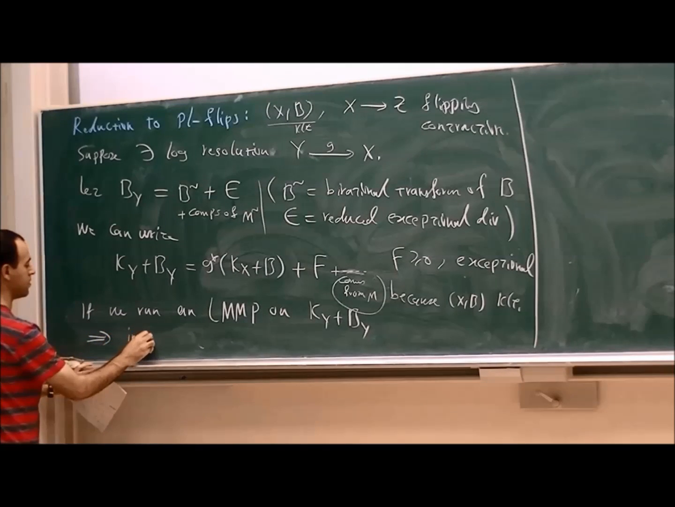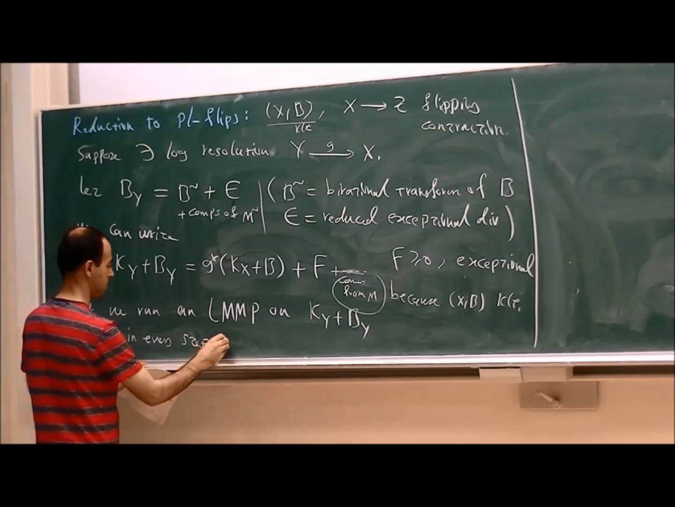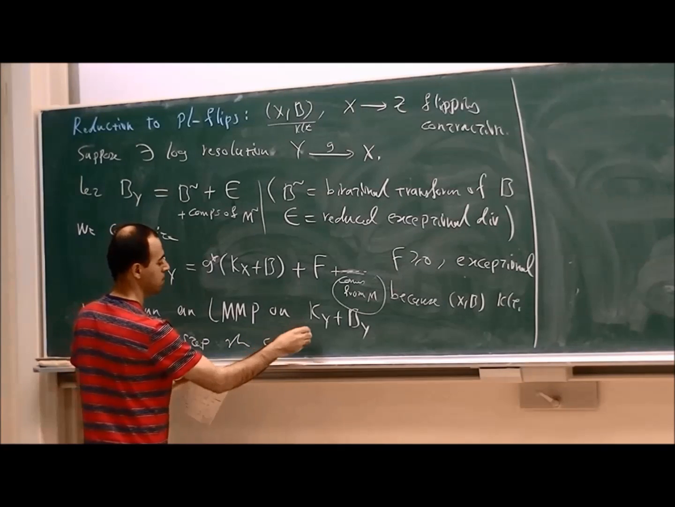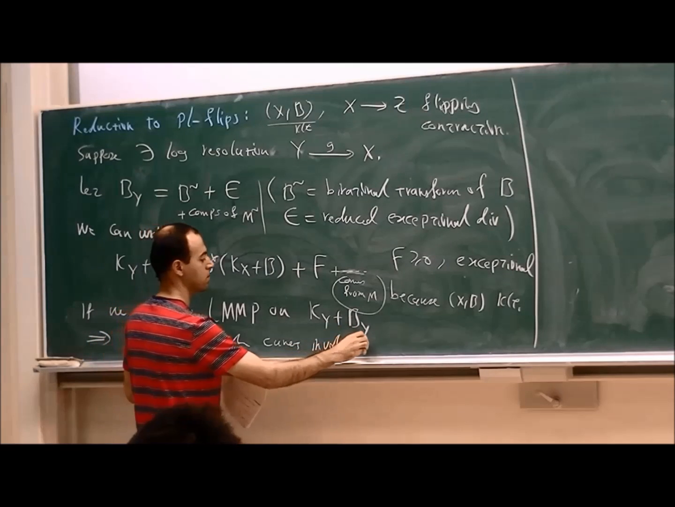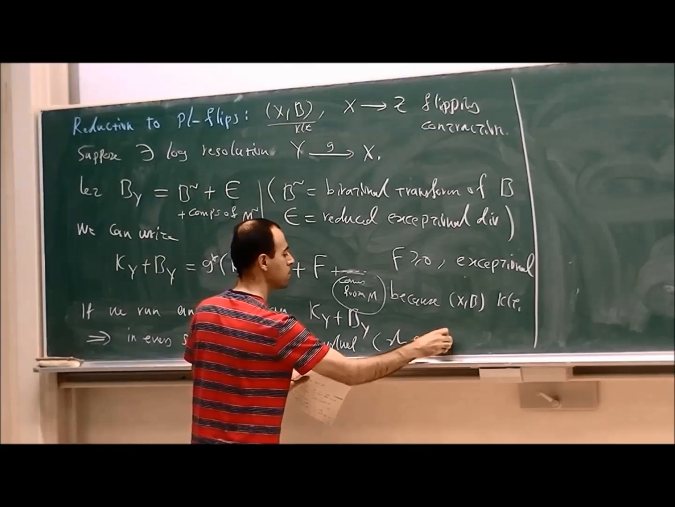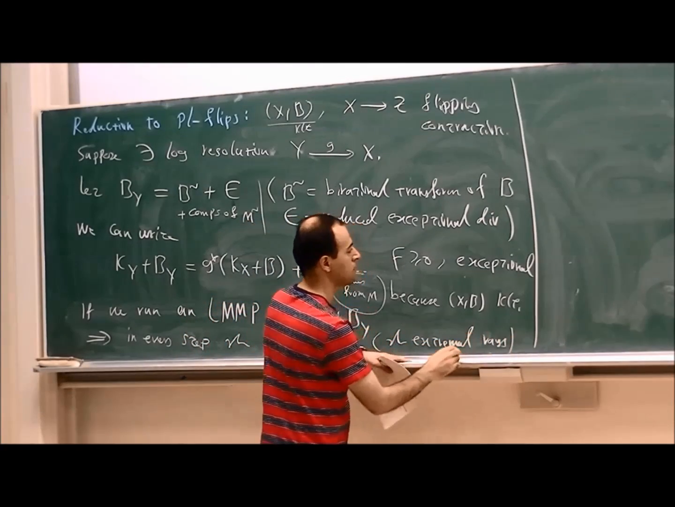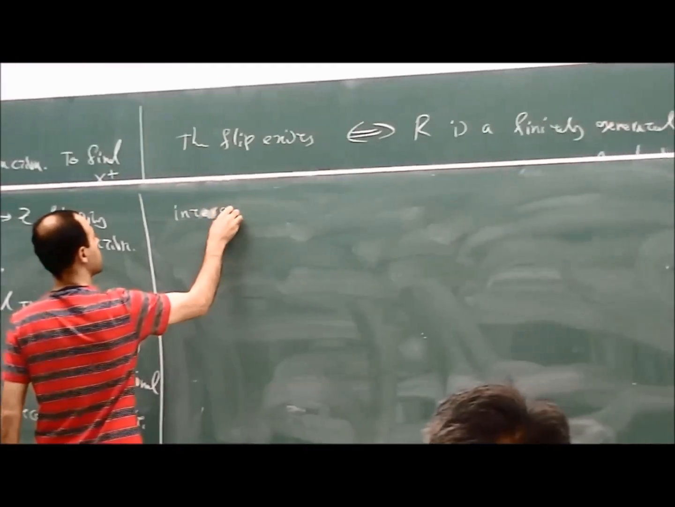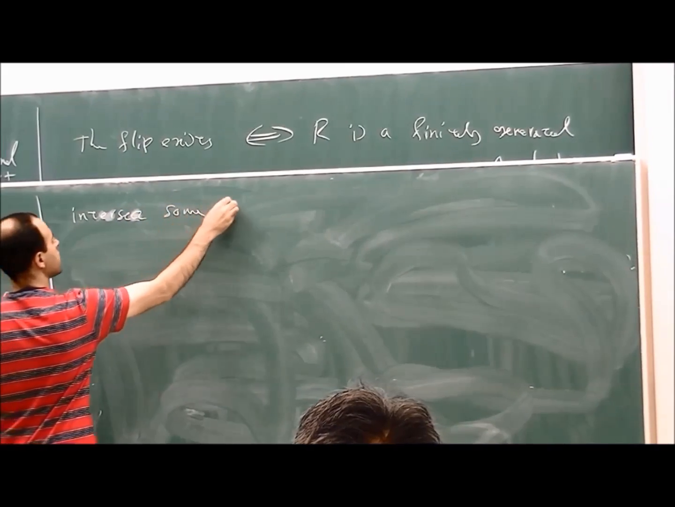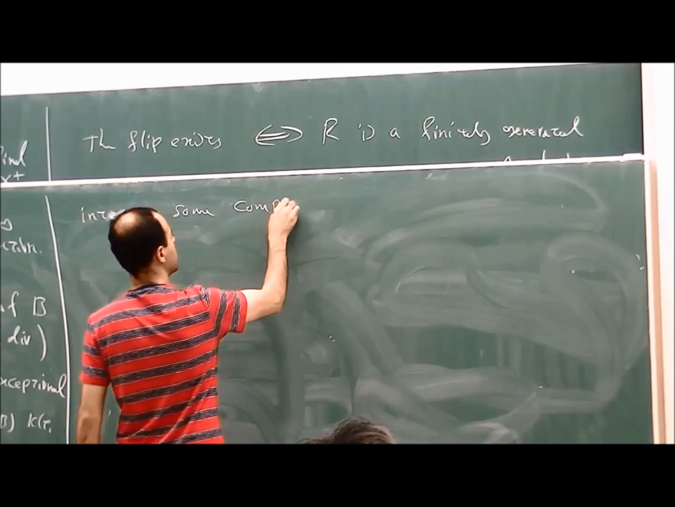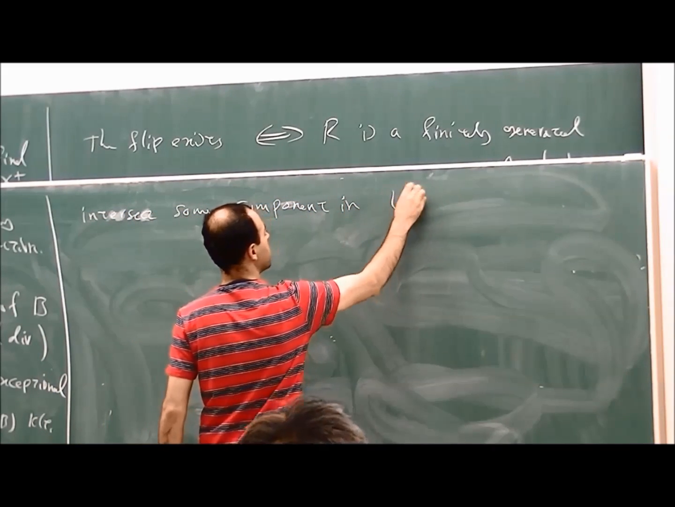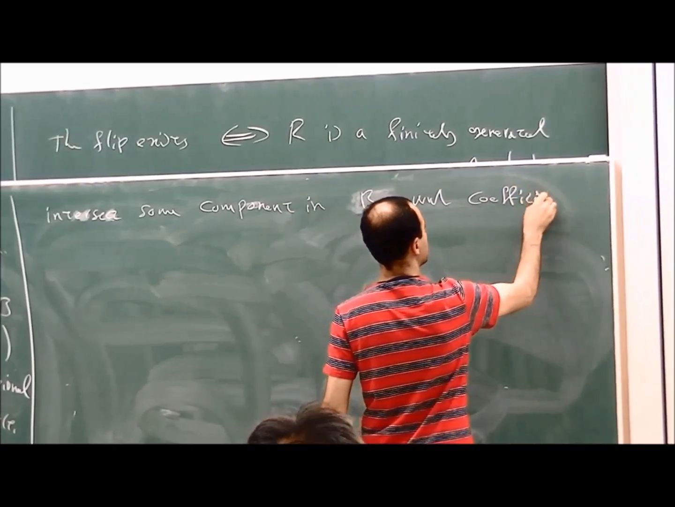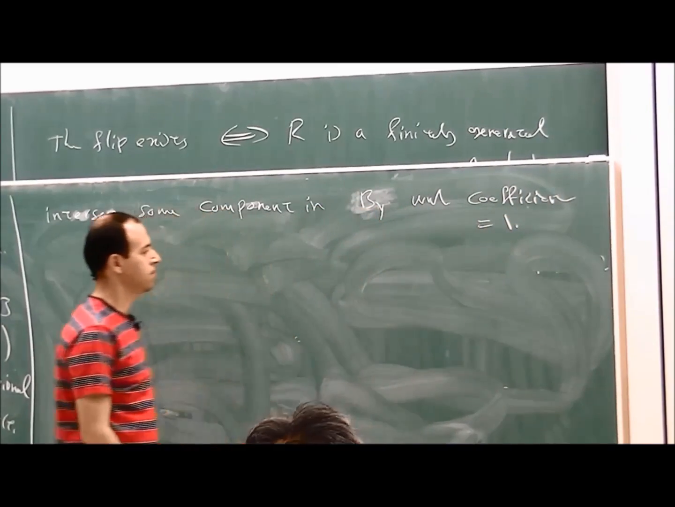in every step, the contraction or the extremal rays or the curves involved, so to be more precise, the extremal rays, they intersect some component with coefficient equal to 1. So that's the whole story.